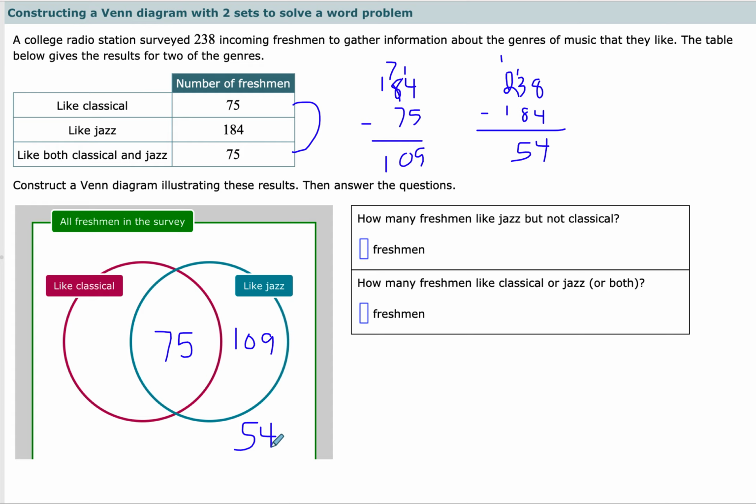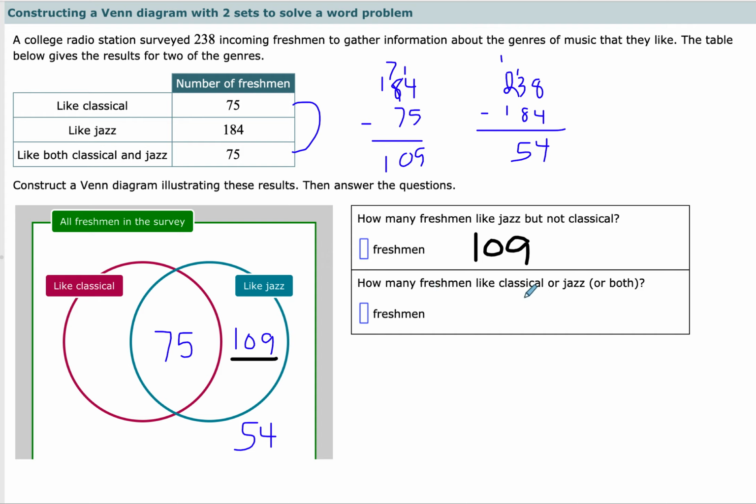All right, now the questions. How many freshmen like jazz but not classical? 109. So this group just likes jazz, but they don't like classical because they're not inside that classical circle, you see.